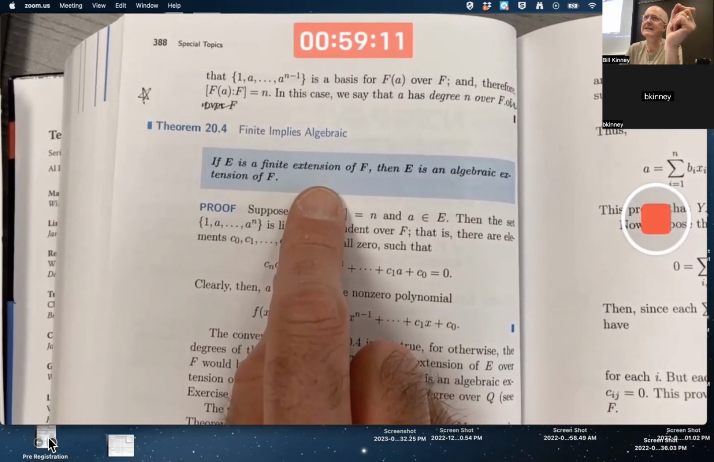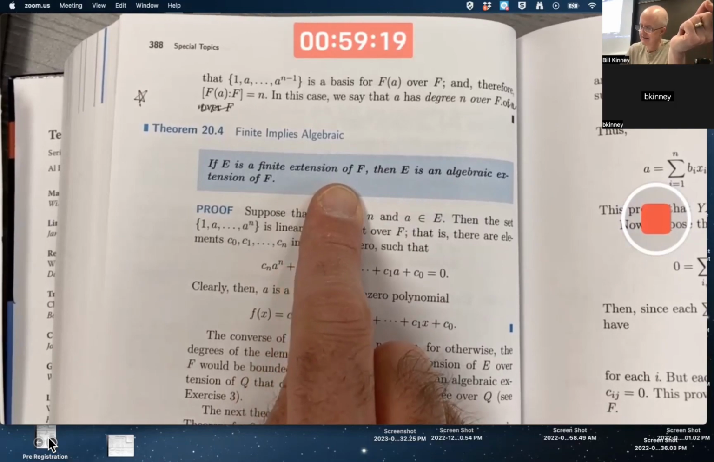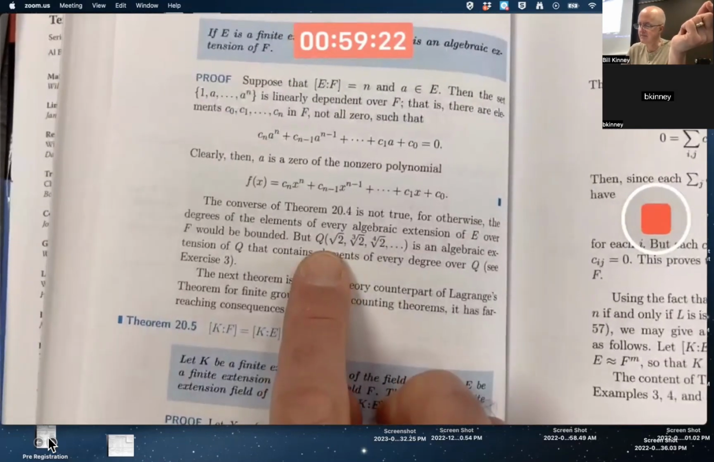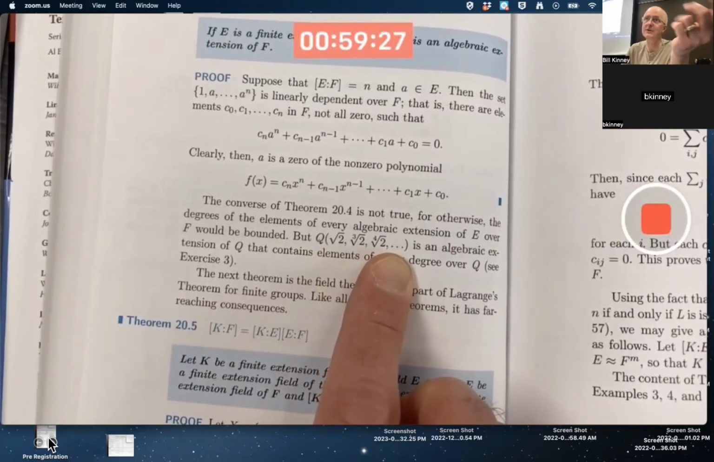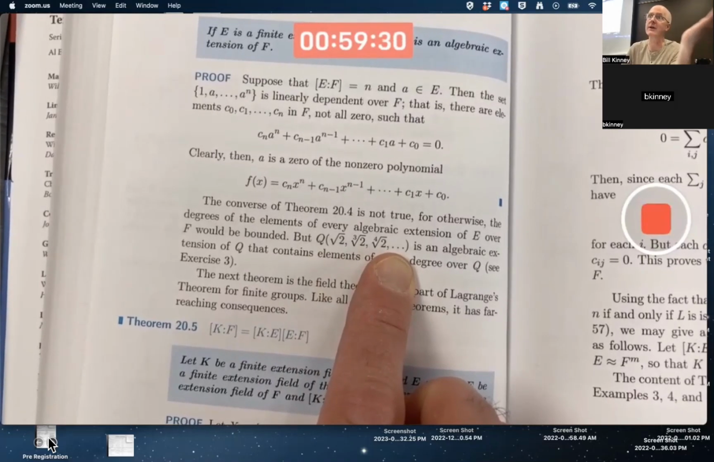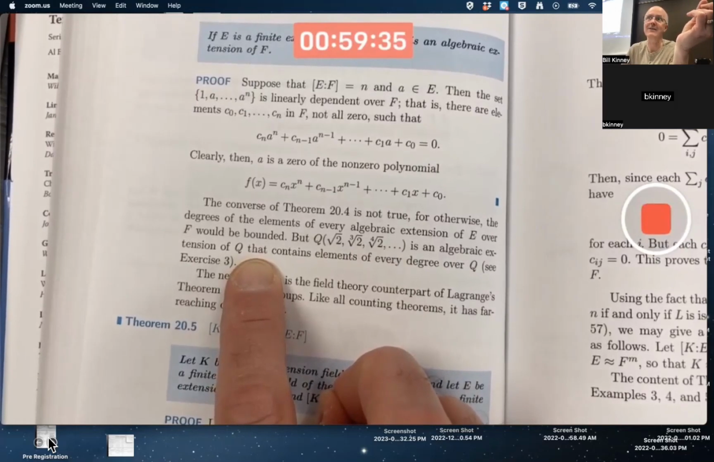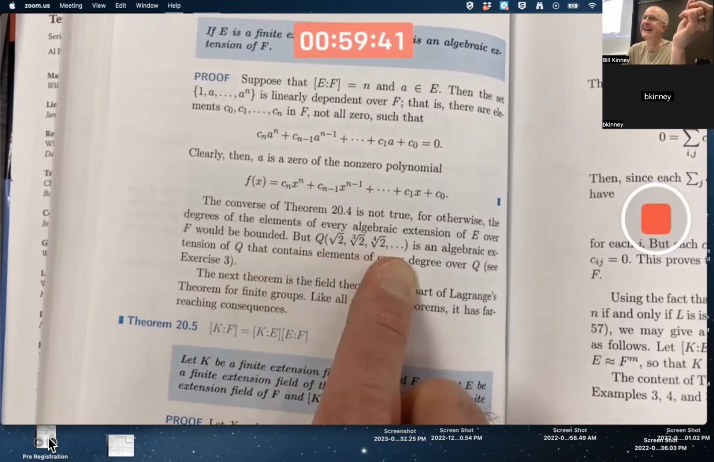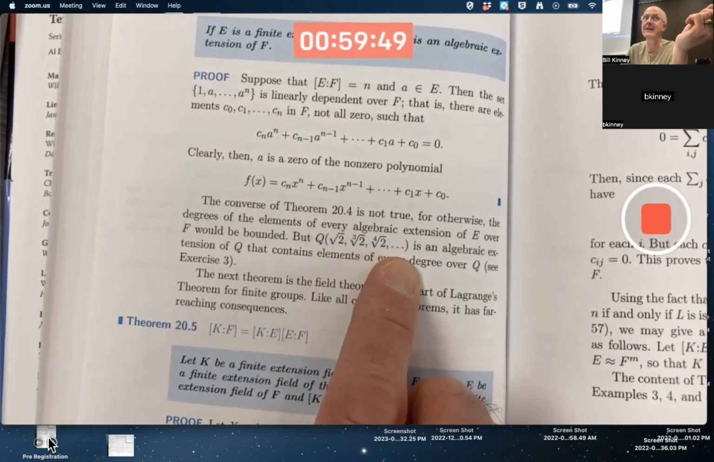But the converse of this is not equivalent to it, and in fact is false. If E is algebraic over F, it's not necessarily finite. Here's a quick example. Q adjoin square root of 2, cube root of 2, 4th root of 2, 5th root of 2, 6th root of 2, 7th root of 2, 8th root of 2, forever and ever, is algebraic over Q because every element of it is the root of some polynomial with rational coefficients. But it's not a finite extension. The degree of this is a dimension. The dimension of this as a vector space over the rationals is not finite. There's no finite basis. It kind of makes sense because you're joining infinitely many distinct elements.